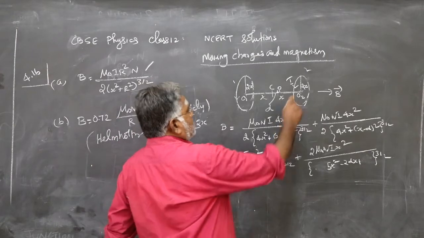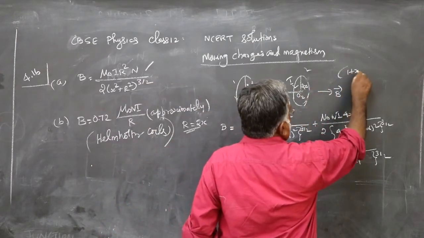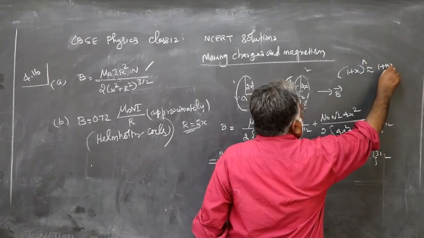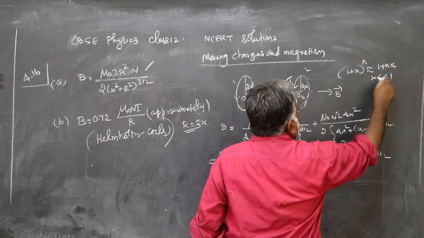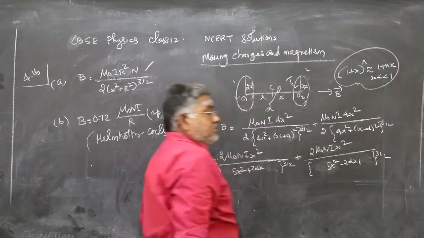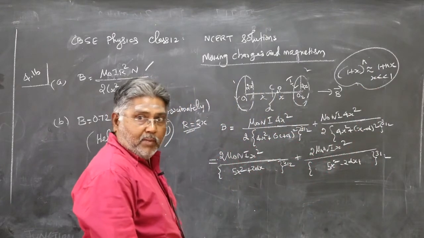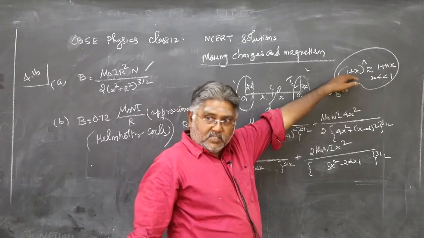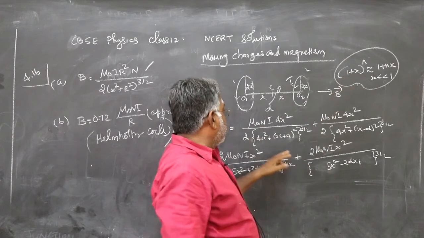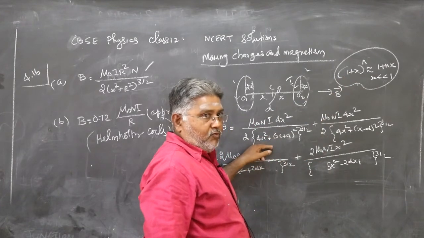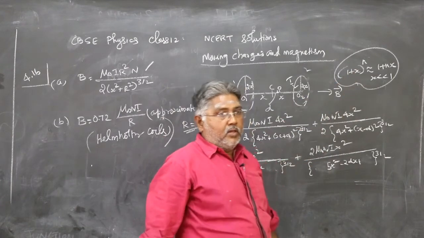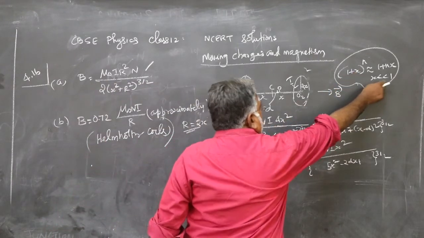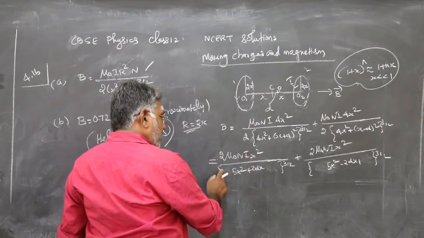I am going to use the approximation which is known as binomial approximation. 1 plus x the whole power n is 1 plus nx provided x is very much less than 1. That approximation we will apply. For that you should have 1 plus x. This x is different, this is coming in the formula. This x and this x, don't get confused. So 1 plus something should be there. That something should be far less than 1. So I take this 5x square outside.